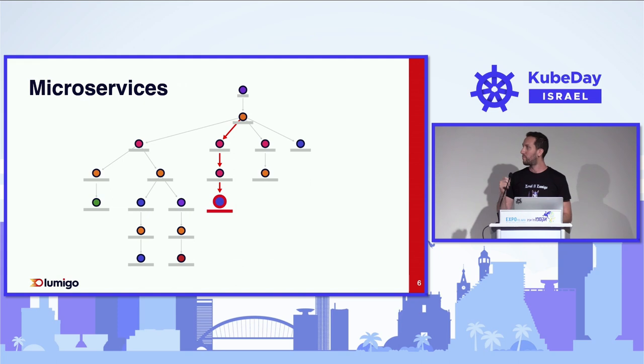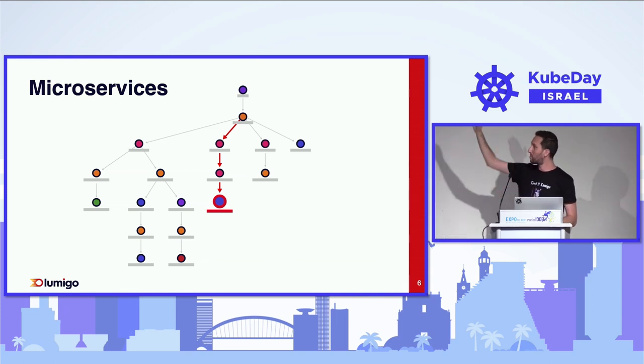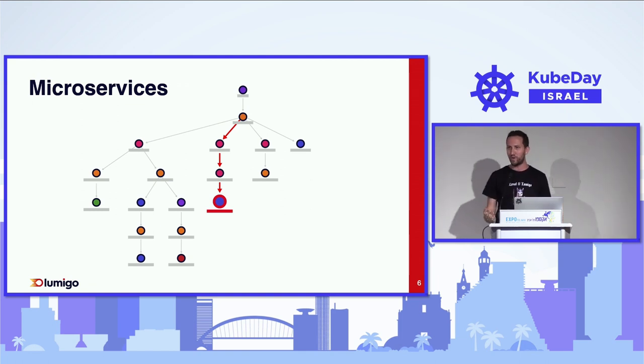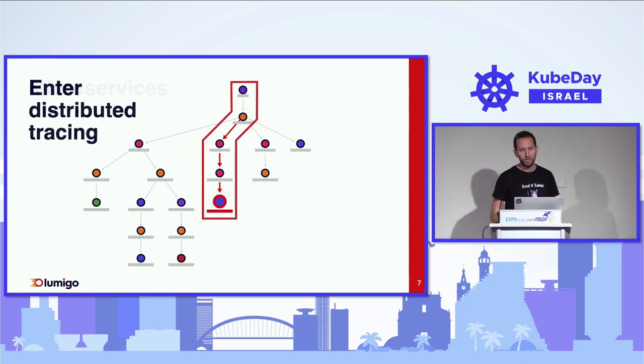It could be 5, 10, 15 services upstream from that in that request flow, right? So we have an error downstream. You have the root cause somewhere upstream. And good luck trying to find that root cause using logs and metrics the conventional way. It's much, much, much more difficult. And that is why distributed tracing came into the picture.